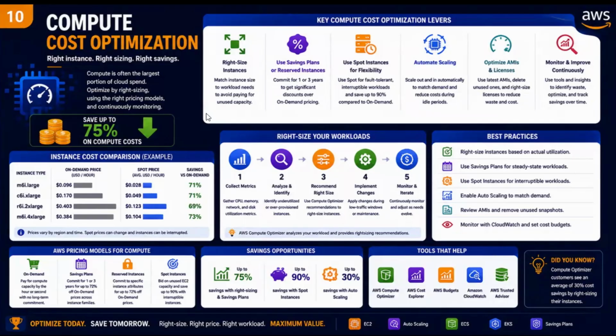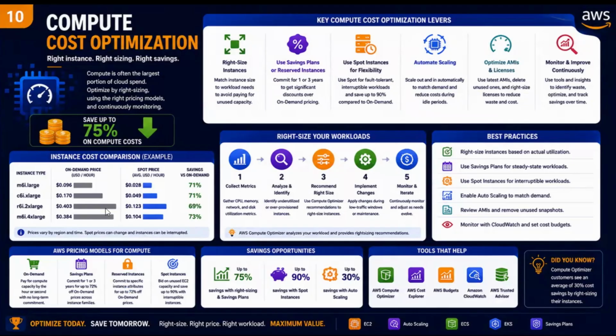So the AWS pricing model for compute has four parts. The first is On-Demand, and then Savings Plans, Reserved Instances, and Spot Instances. These are the compute options to get more cost optimization, along with the right choice of instance and actual utilization.